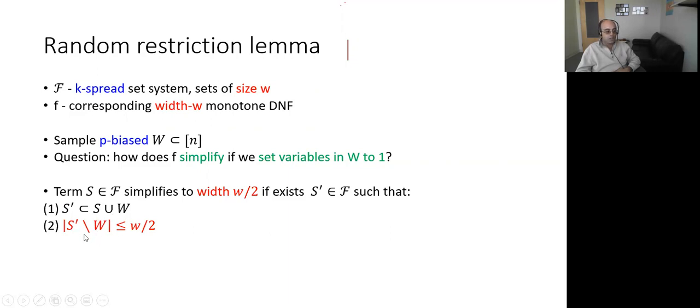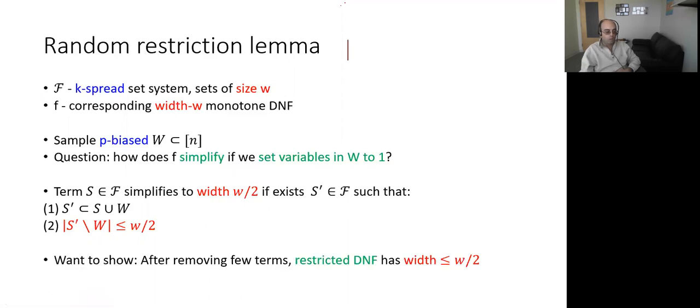And additionally, if I remove the variables W from S prime, the width shrinks to W over 2. So if I fix these variables, and I look in the restricted DNF and I remove them, then S prime now shrinks to width W over 2. So this will be the condition for when a term simplifies. Okay, so now what we're going to prove is that most terms in this DNF simplify.